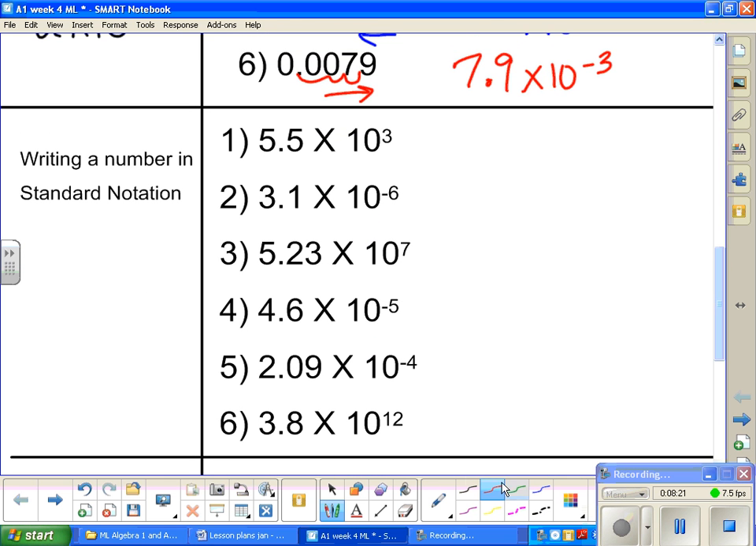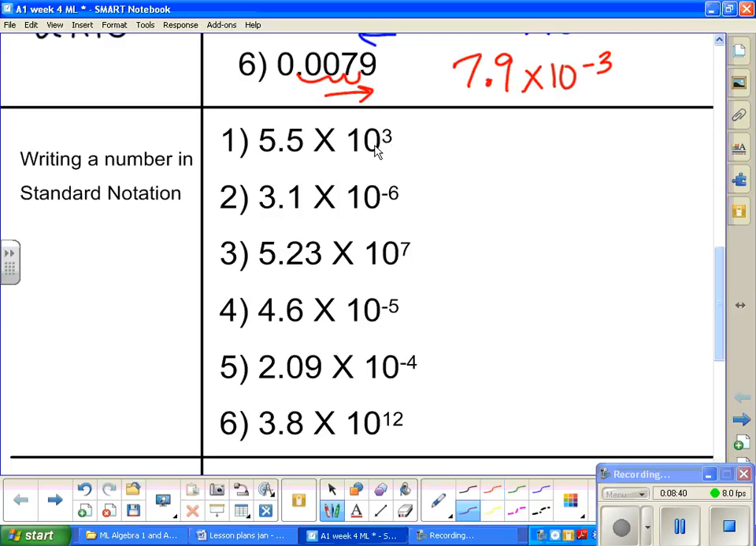The next topic is writing, so we're going in the opposite direction. You're given the scientific notation, and we want to write out the number. So go ahead and pause. Everyone copy these examples. Okay, so everyone's copied them. Let's go ahead and look at the first one.